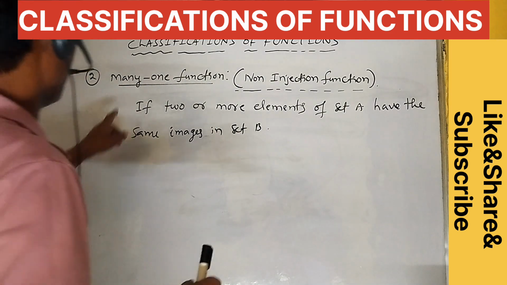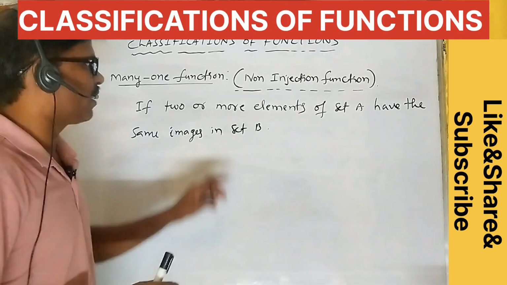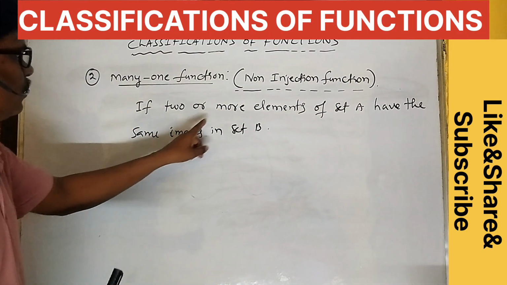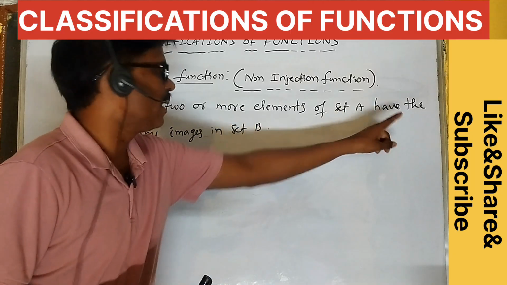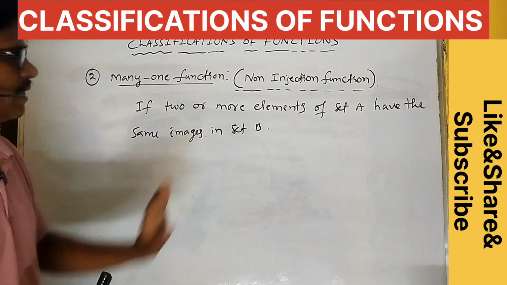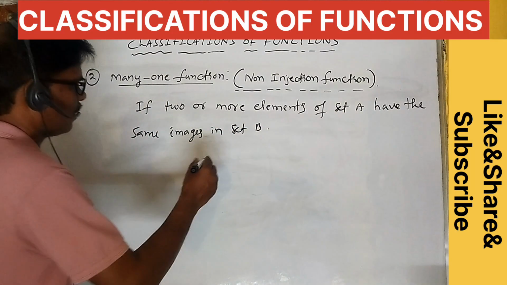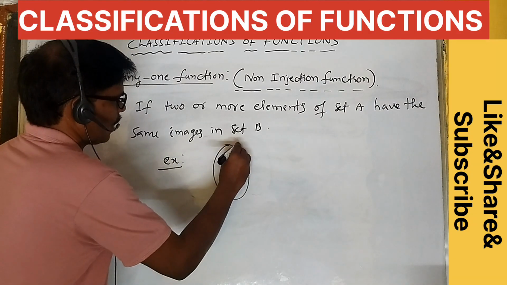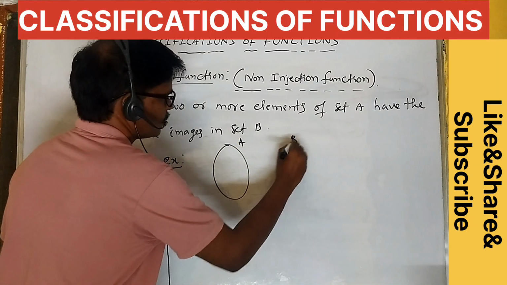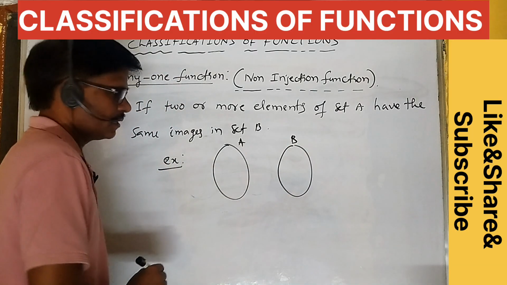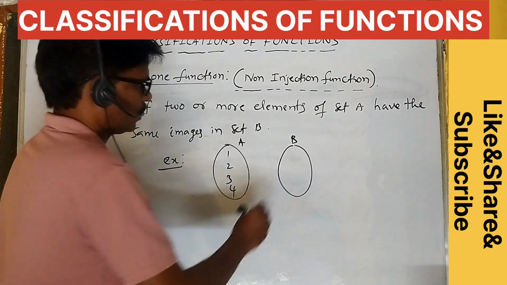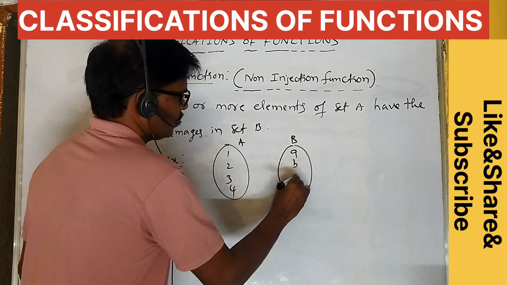Okay, the second one is the many-one function. Many-one function, also called a non-injection function. If 2 or more elements of set A have the same image in set B. What is the example? This is the example. This is the set A. Next, set B. Here 1, 2, 3, 4. Next here A, B, C.